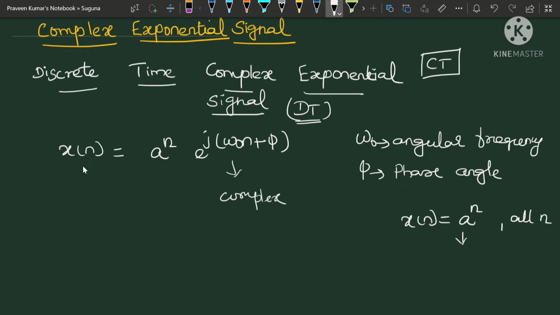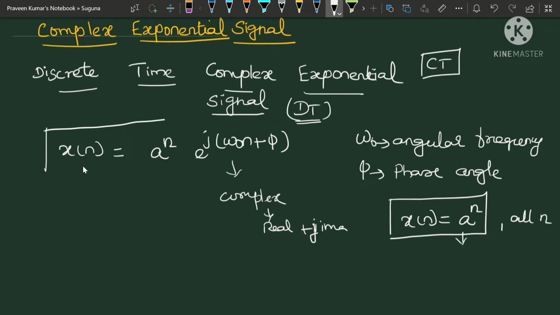Okay, so complex na enna? It has the real value and imaginary value. Okay, so imaginary value தான் எப்படி represent பண்ணுவோம்? With j ஓட represent பண்ணுவோம். Okay வா? So difference பாருங்க. So this is the general form of discrete time real exponential signal and this is the general form of discrete time complex exponential signal. Okay, so x of n is equal to a power n e power j omega naught n plus phi.